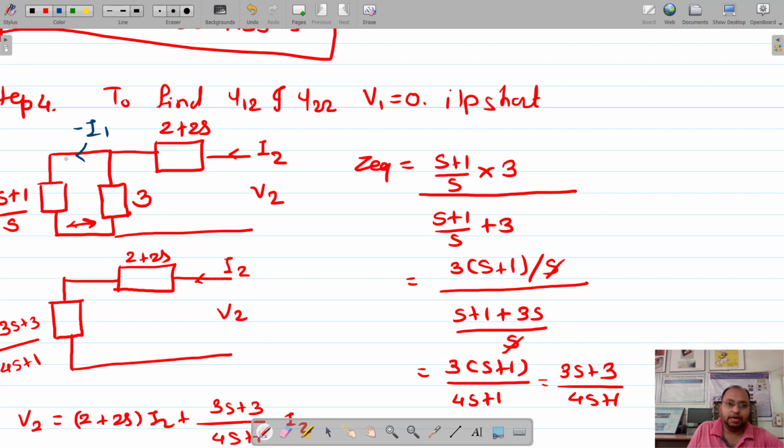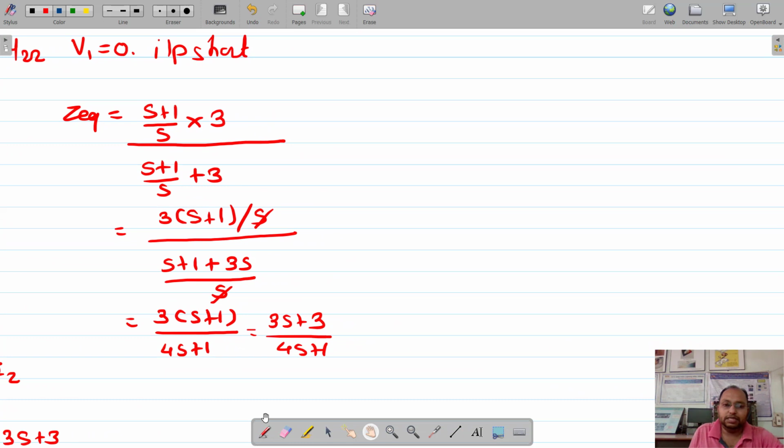Okay, so this is nothing but our minus I1, because the direction that we have assumed right now is like this. Okay, but this is flowing in the opposite direction, so that's why this is nothing but my minus I1. Okay, and this opposite resistance is nothing but again the 3 ohm resistor, right? Okay, so let us apply current division rule. So current division rule is nothing but minus I1 is equal to I2 into 3 divided by (3 plus s plus 1 divided by s), right?